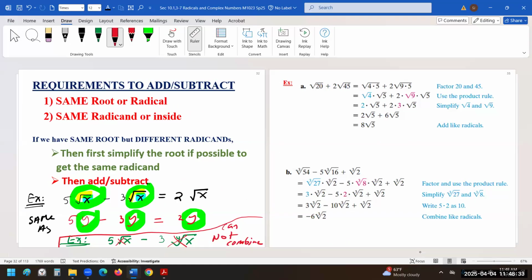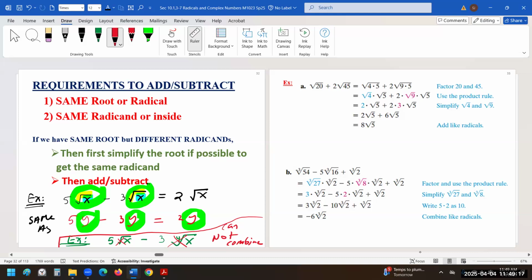Sometimes we see things that look different at first glance, but when you simplify, they turn out to be the same thing. For example, in the first example, they said add square root of 20 with 2 times square root of 45. Even though you have the same radical, square root, you don't have the same radicand, right? One of them is 20, the other is 45. So maybe you think, oh, they're different, so you cannot combine them. Well, they're different, true, but can I simplify them?